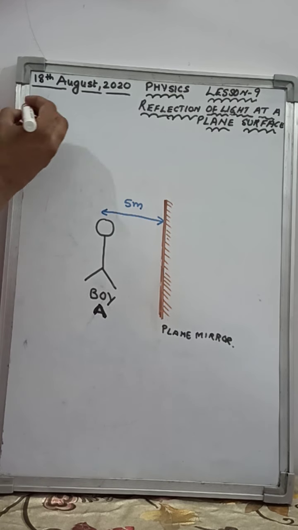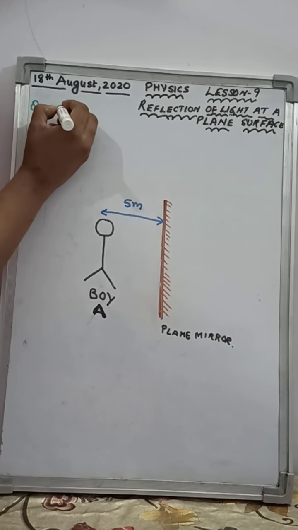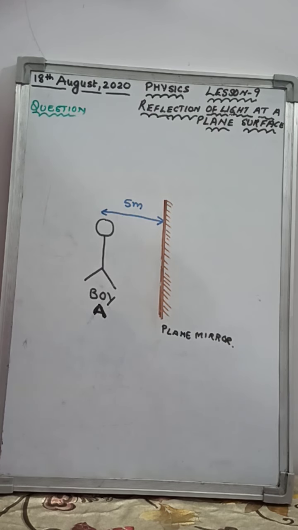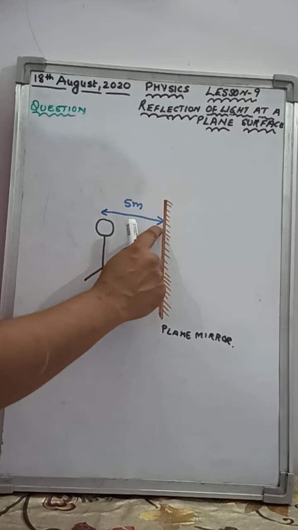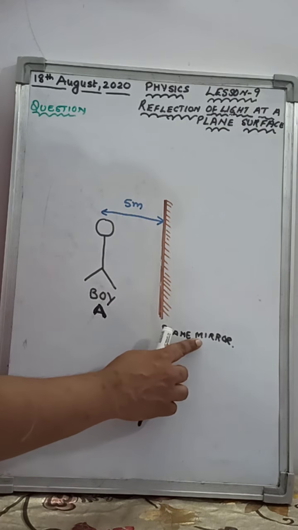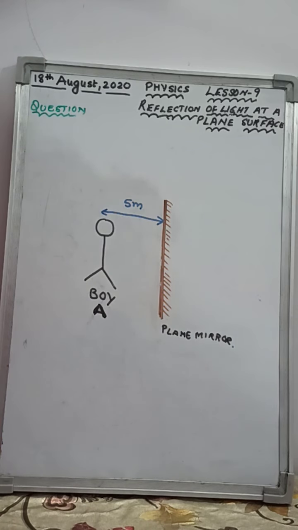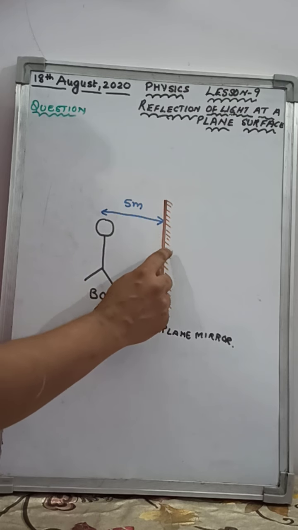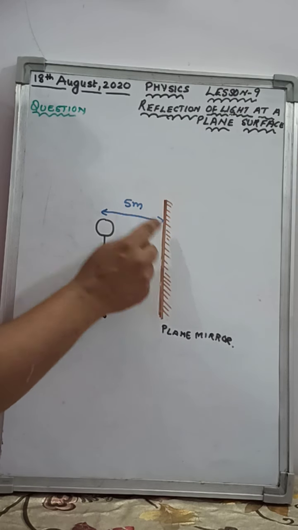Now let us do one question related to the topic, image formed by a plane mirror, because this type of numerical question comes. The question says that a boy A is standing at a distance of 5 centimeter from the plane mirror. We have to find his image. So first of all we will find his image. What have we just learned? This is your object, the boy A. The object distance from the plane mirror will be equal to the image distance from the plane mirror.